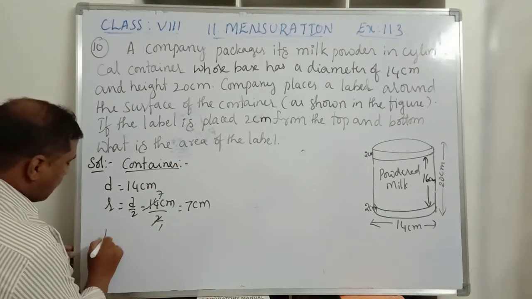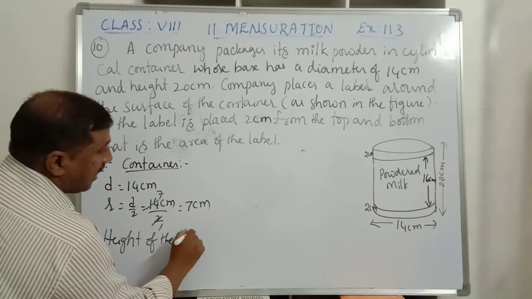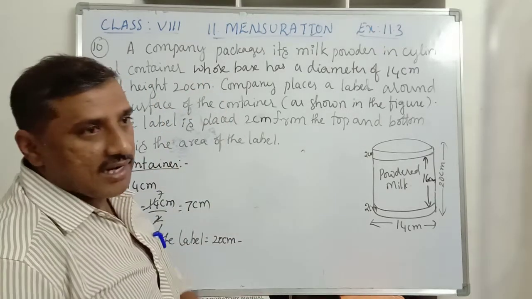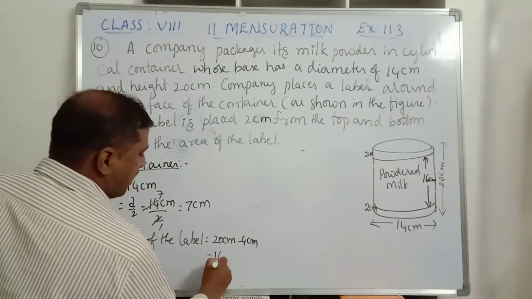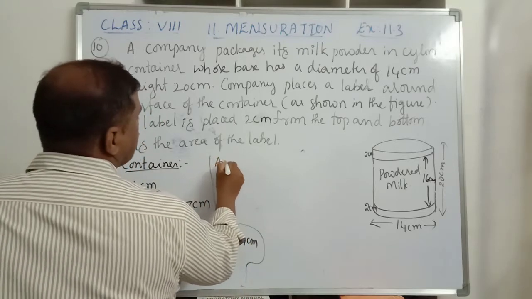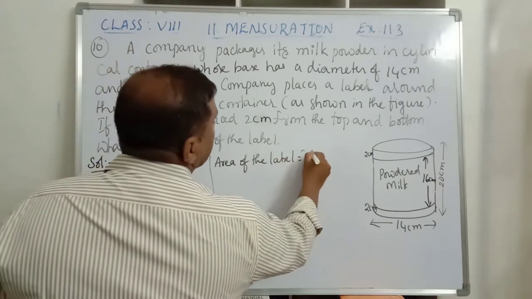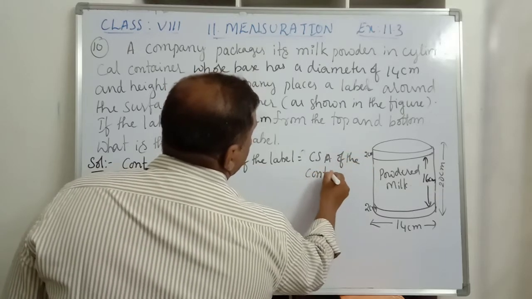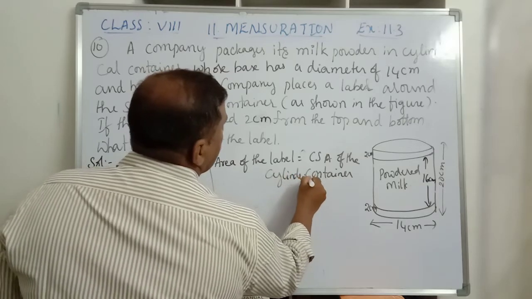Now what is the height of the label? The height of the label is equal to 20 centimeters, the total height of the container. From that, subtract 4 centimeters, and we get 16 centimeters. Now what do we have to find? The area of the label is equal to the CSA of the cylindrical container.